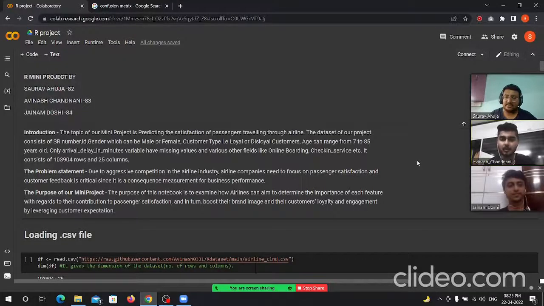This is our R mini project group. Saurav Ahuja 82, Avinash 83, Janam Doshi 84.